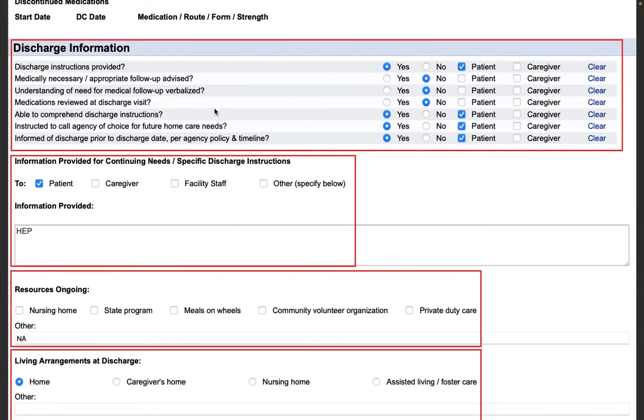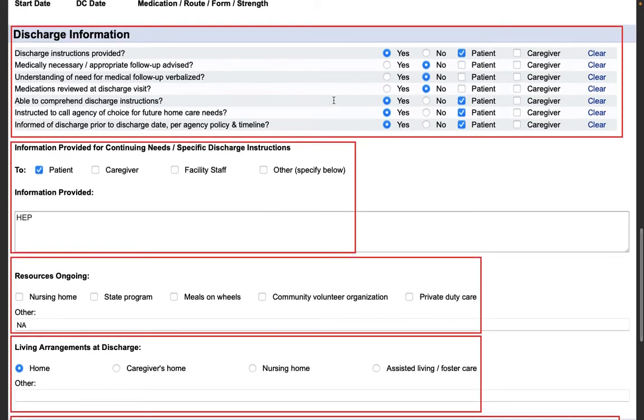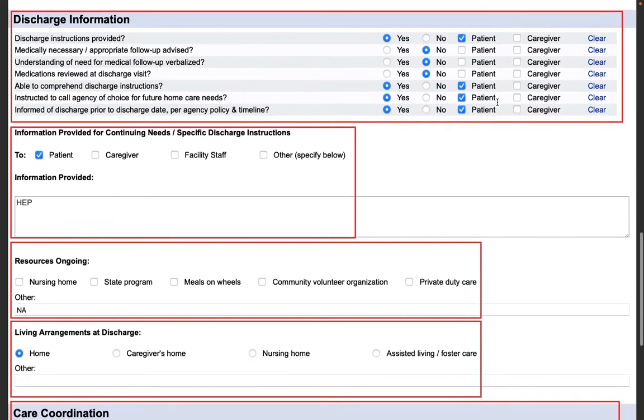Discharge information. So you definitely need to provide discharge information always to the patient. If these are no, that's probably not a good thing. So discharge instructions provided to the patient, check. If you gave instructions to the caregiver, check. Did they understand the discharge instructions? If the patient doesn't understand, we probably need to select caregiver.